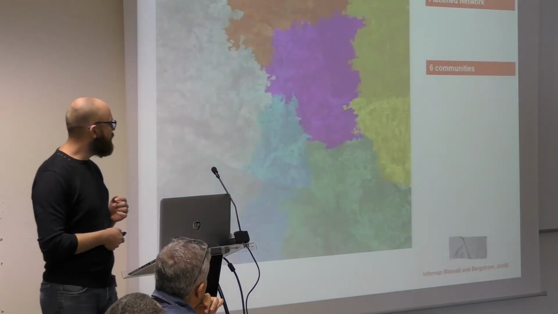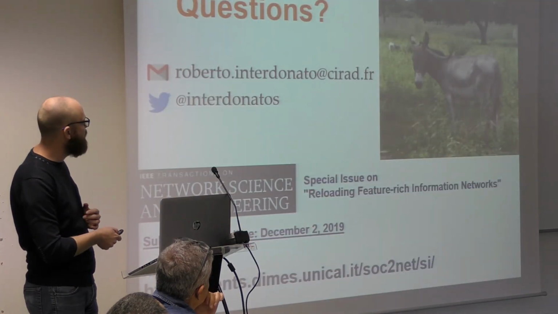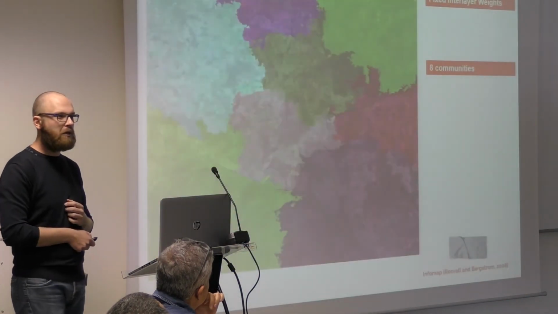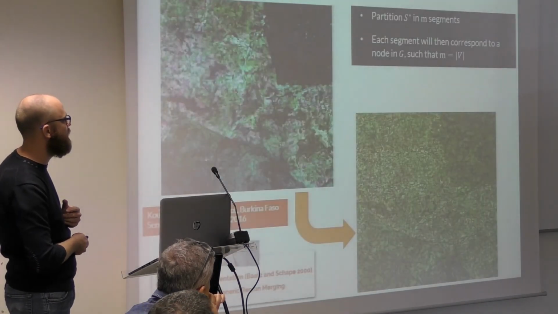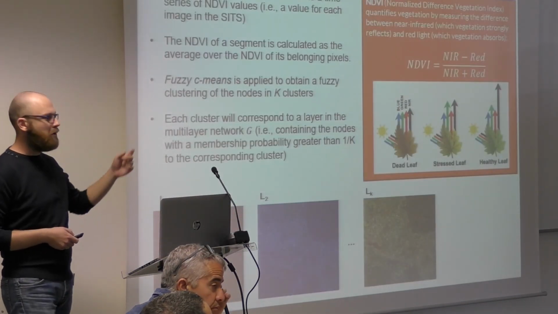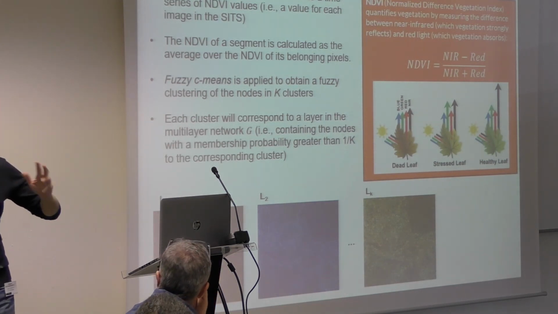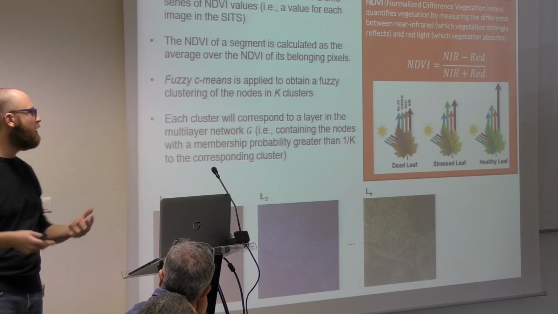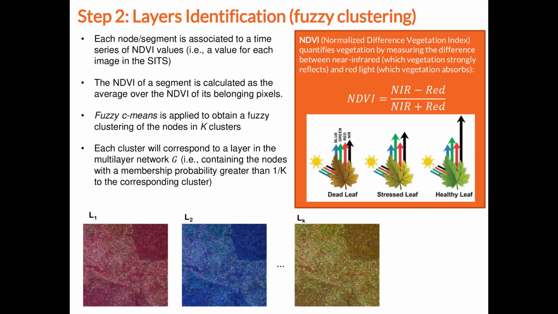As I was explaining to Jacinto, the layers are obtained based on the fuzzy clustering. You do a fuzzy clustering on the time series of NDVI of each segment. So for each segment, you have this time series of NDVI, which describes its vegetation profile during the year. Then you run, for example, fuzzy c-means. The clusters will represent different functional classes, so different types of vegetation, if you want.